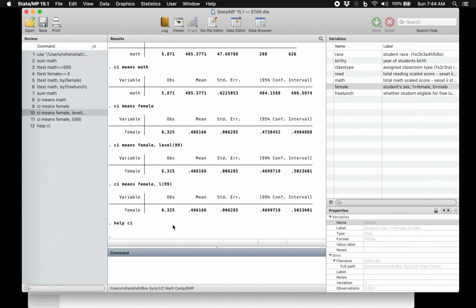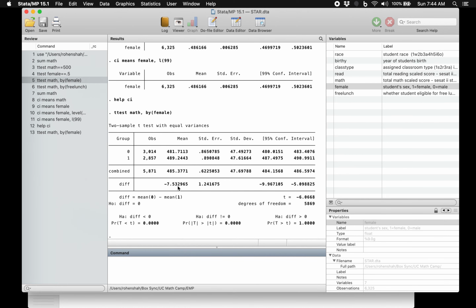So that is that. Now, one final thing while we're here is that you could actually do a regression to do a t-test instead. So for example, if I wanted to look at the difference in math scores between males and females, just to recap, what did we do here? T-test math by female, just to get our results again. So the average difference was 7.53. If you want to do a regression, you could just do reg, and then the main y variable that you're testing, math, and then the dummy variable that you're testing, which is, in this case, female.